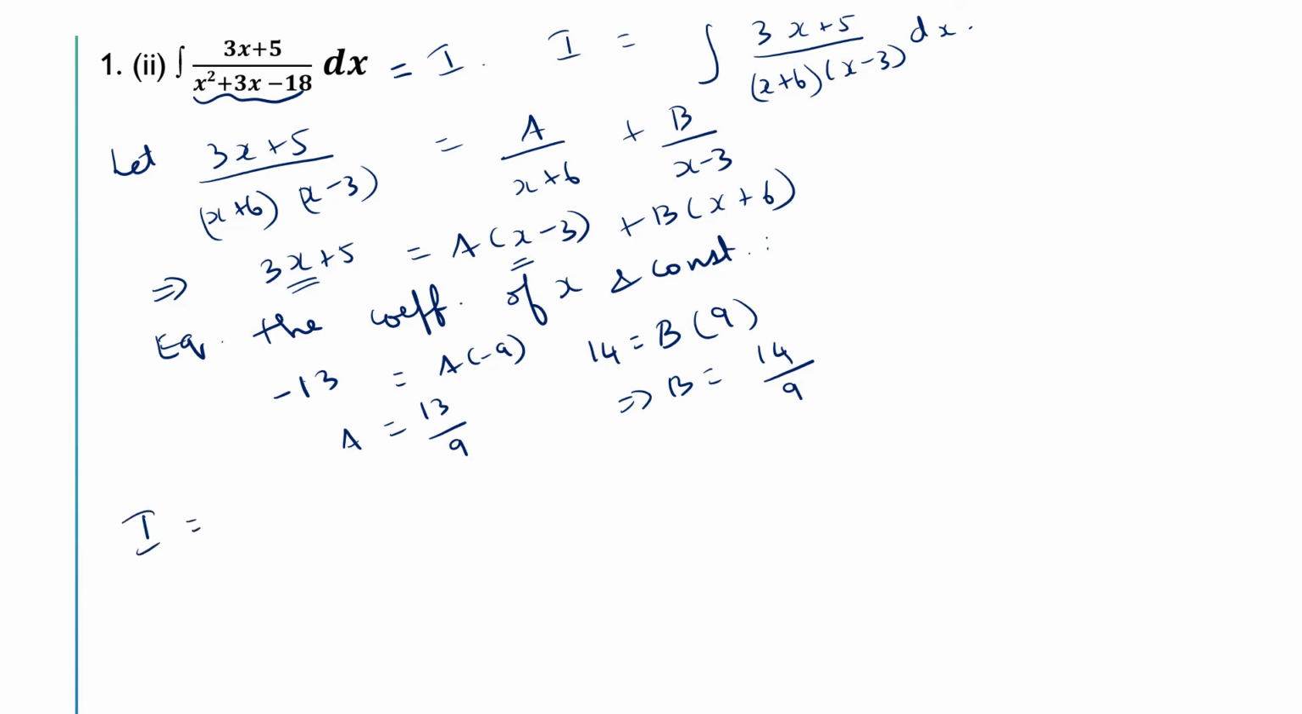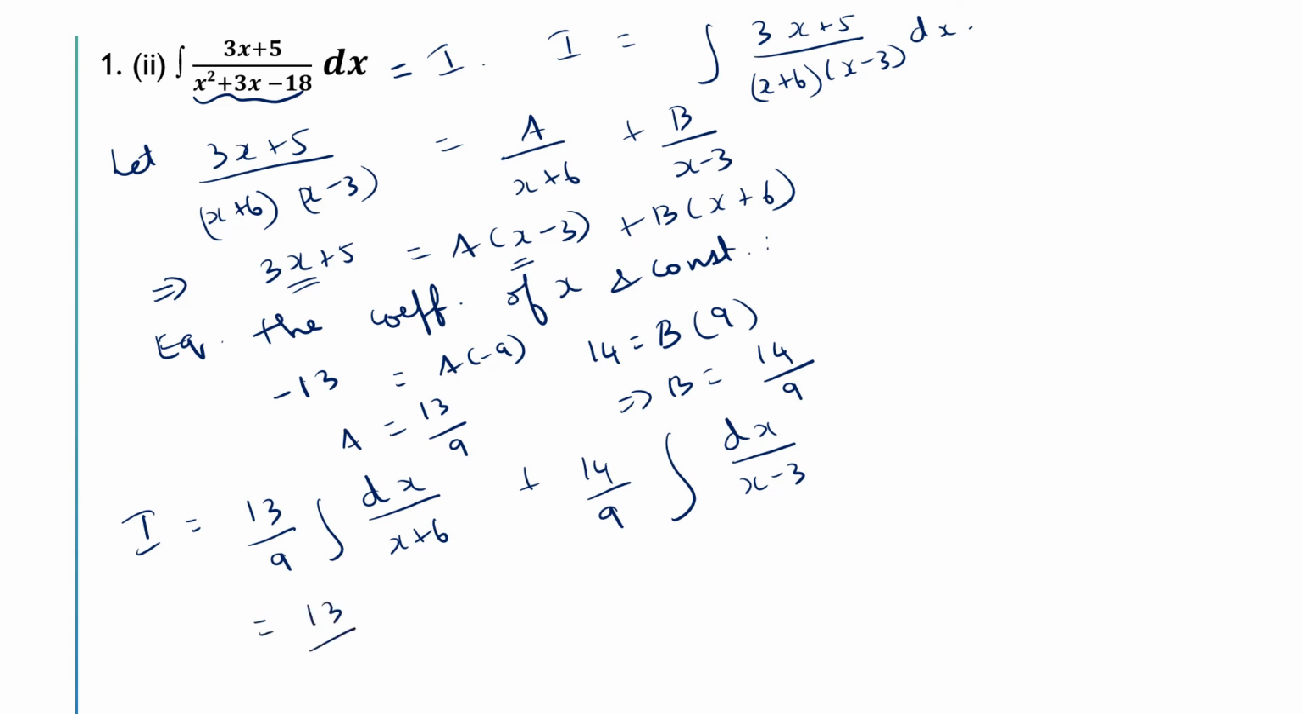So the given integral becomes I is equal to 13 by 9 integral dx by (x plus 6) plus 14 by 9 integral dx by (x minus 3). So this is equal to, now integral dx by (x plus 6), we know it is log mod (x plus 6), plus 14 by 9, integral dx by (x minus 3) is log mod (x minus 3) plus c. So this is the given integral.